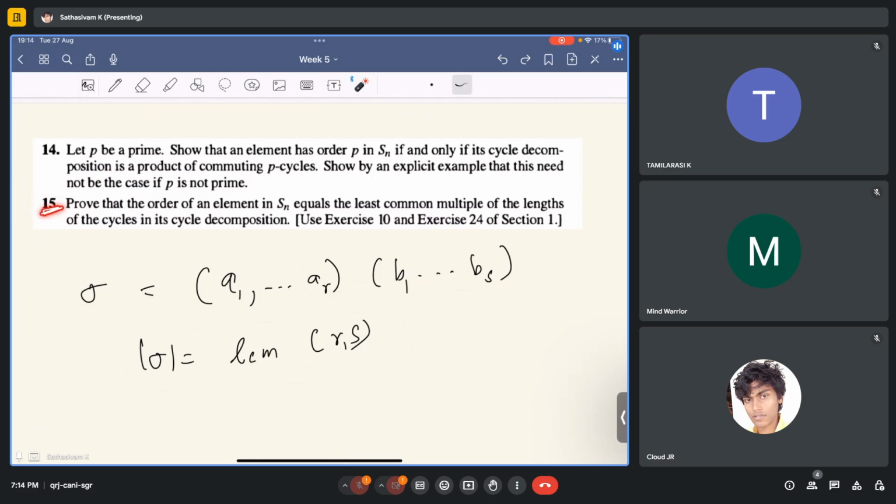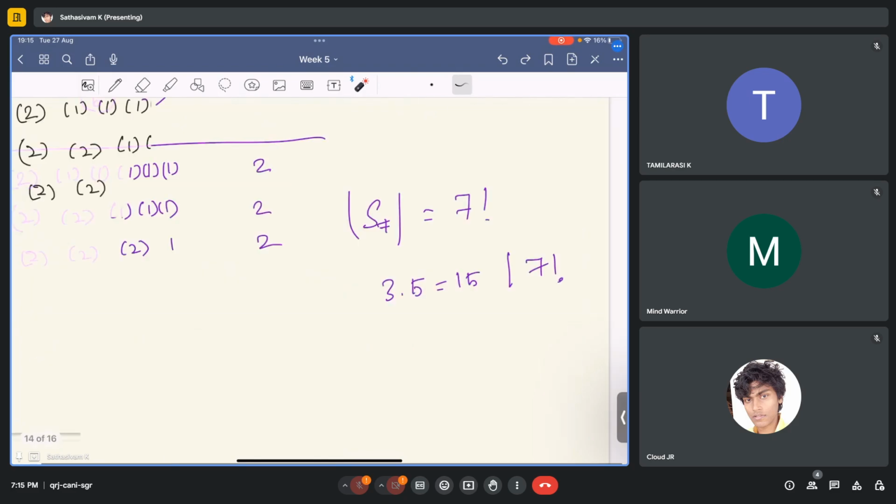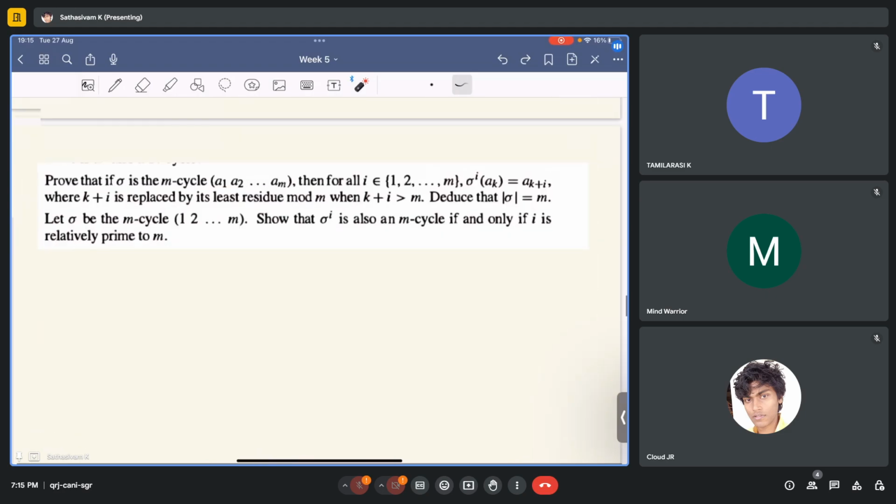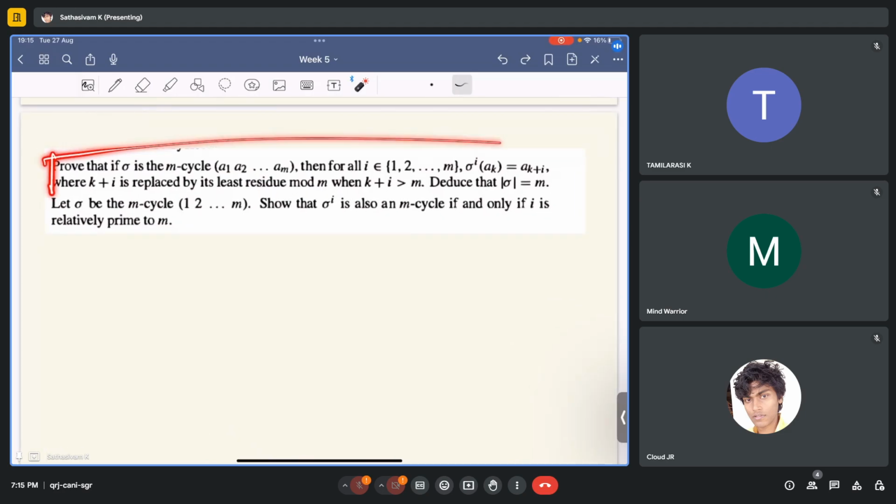This is our main property to prove. Before proving that, we needed one more problem. Once we have that, we can prove it. So let's prove this particular one.